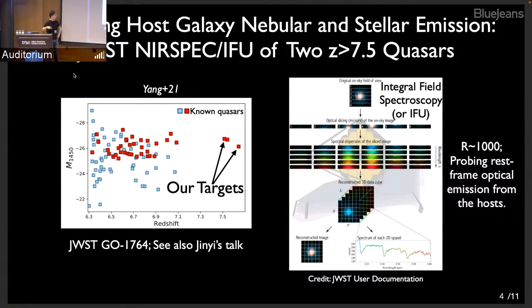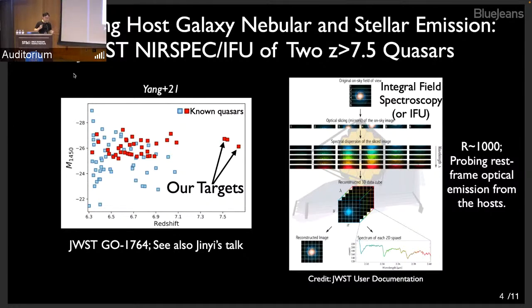And basically, we got very deep IFU data. As I show here, for the IFU, you get a data cube, which has 3 dimensions, 2 in the spatial dimension and 1 in the spectral dimension. And for each spatial location within the source, you can get a spectrum like that. Our observations have a spectral resolution of R about 1000, so medium resolution. And it has probed the rest-frame optical, very suitable to probe the stellar continuum and nebular line emission in the host galaxy of these quasars.